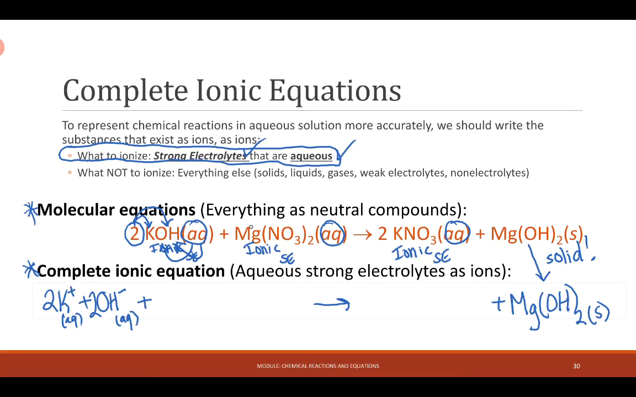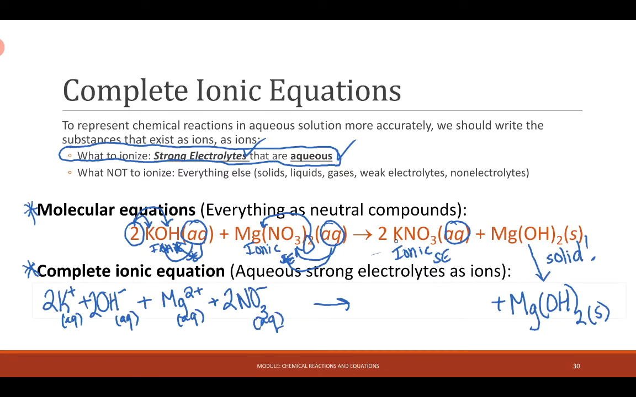Okay, next up we have magnesium and nitrate. Magnesium is in group 2, so that's a 2+ charge. And then we have nitrate, which is NO3 with a 1- charge. There were 2 nitrates here, and so that 2 on the outside of the parentheses comes out in front to indicate that we now have 2 separate nitrate ions. And then the aqueous also gets distributed out, so both of these ions are aqueous.